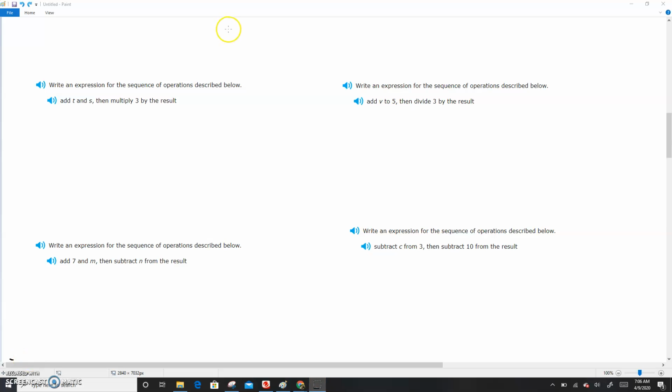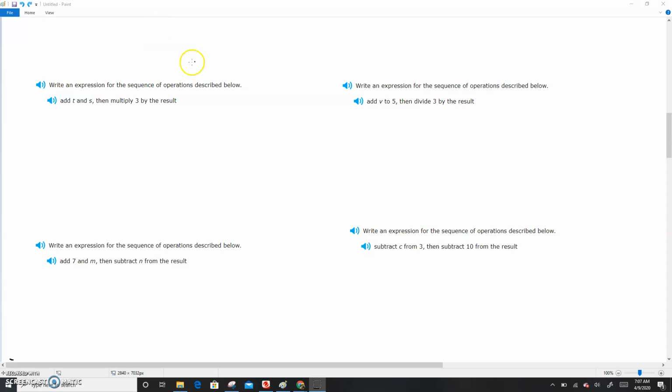Hello. Today we're going to be talking about writing expressions with multiple operations, specifically 2 or 3 operations. If you haven't already watched the video on writing expressions with one operation, go ahead and pause this and pull that video up now. You're going to need to know that in order to do well on this video.